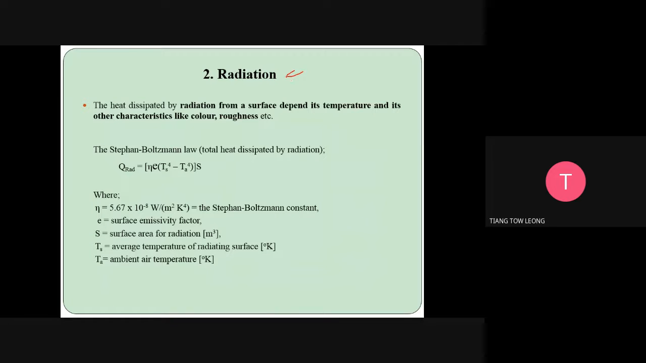So the second one is radiation. Radiation, you know, it's something like this. For example, X-ray radiation. We cannot see the ray, but it emits to our eye. Okay. So radiation from a surface depends on temperature and its other characteristics like color or roughness. So the Stefan-Boltzmann law says that the total heat dissipated by radiation can be calculated using this equation.